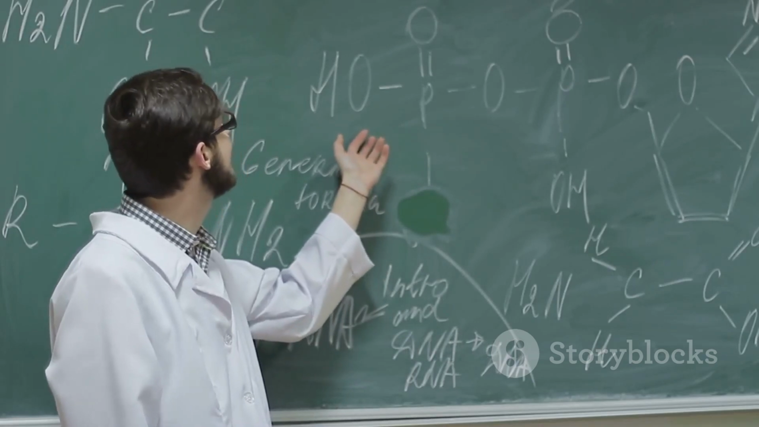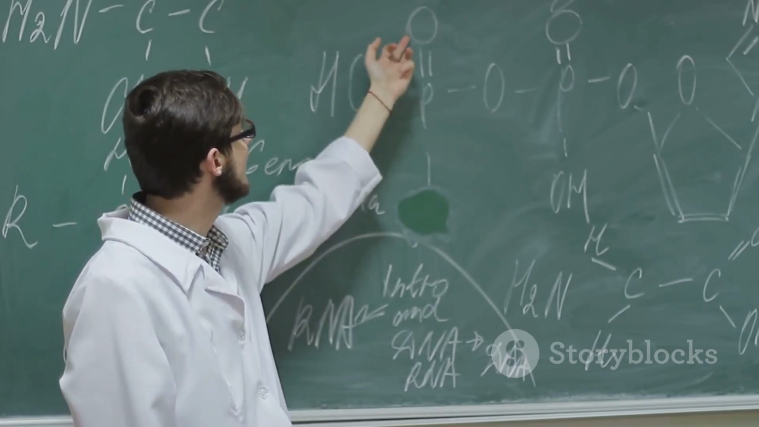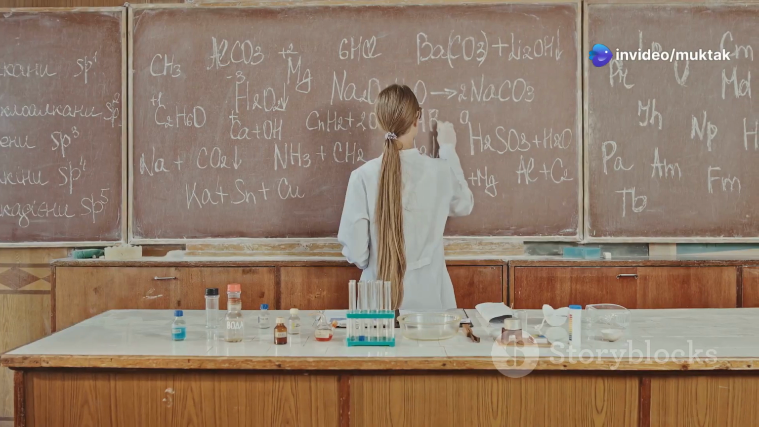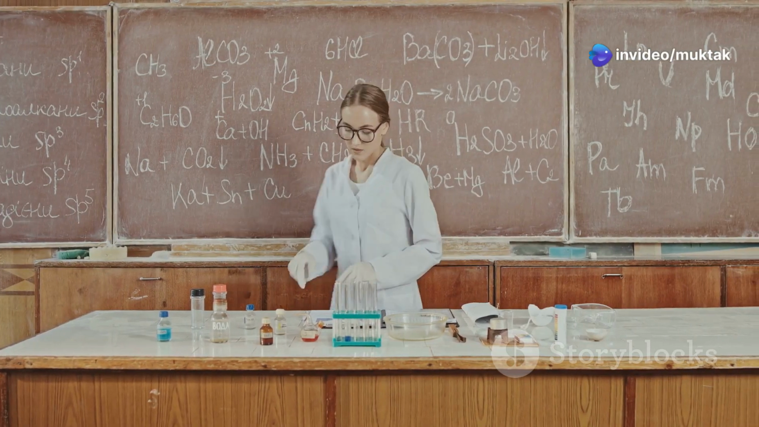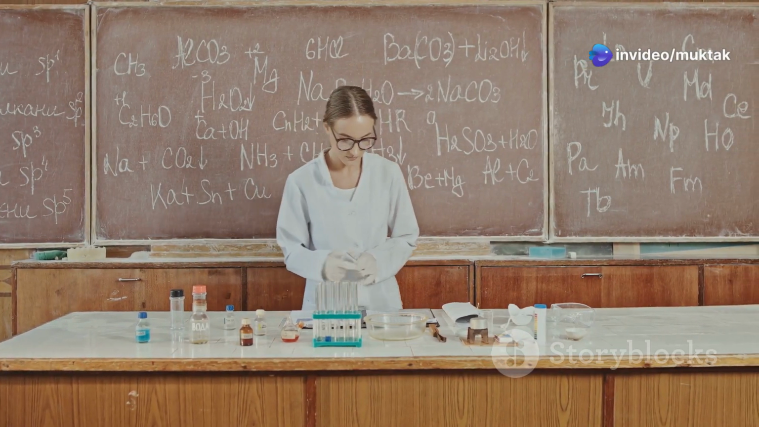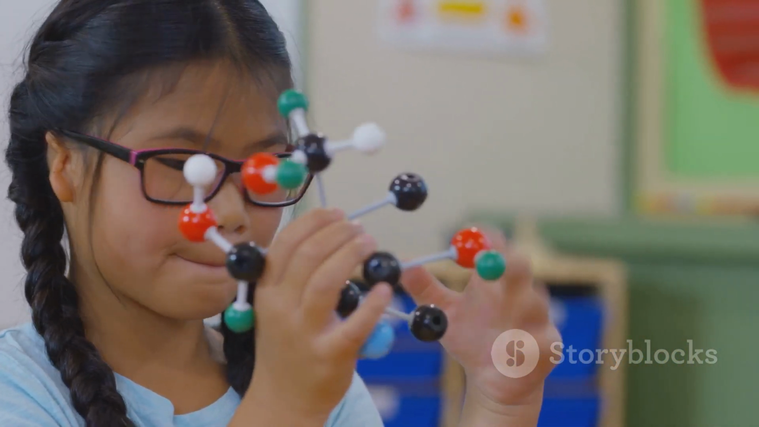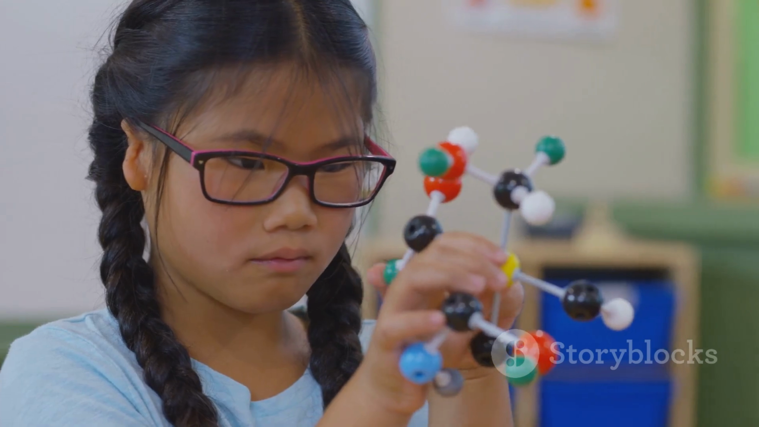Section 4. Practical example. Balancing water formation. Let's apply the balancing steps to the formation of water. Start with the unbalanced equation. H2 plus O2 equals H2O. Count the atoms. There are 2 hydrogen atoms and 2 oxygen atoms on the left and 2 hydrogen atoms and 1 oxygen atom on the right.